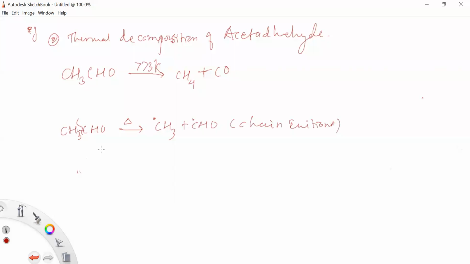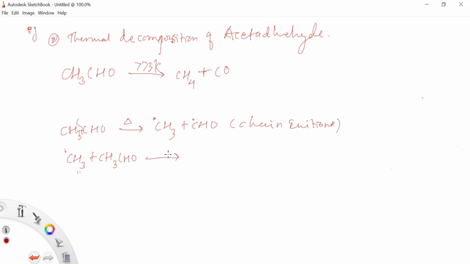Then in the second step, methyl radicals will be formed and react with a second aldehyde molecule. So CH3 radical plus it reacts with CH3CHO.